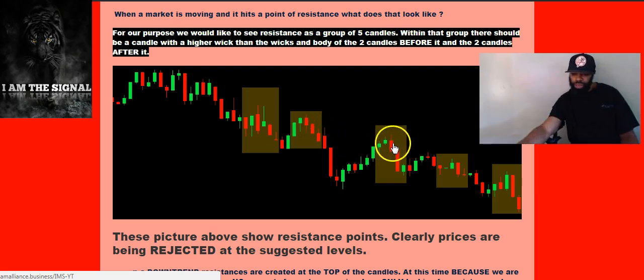Let's look at the high for this one. Same thing. The high is over the previous 2 candles, over the next 2 candles. Next one. Over the previous 2 candles, above the 2 subsequent candles, right? Groups of 5, a group of 5 candles. So that's what we call resistance. That's how we see resistance.